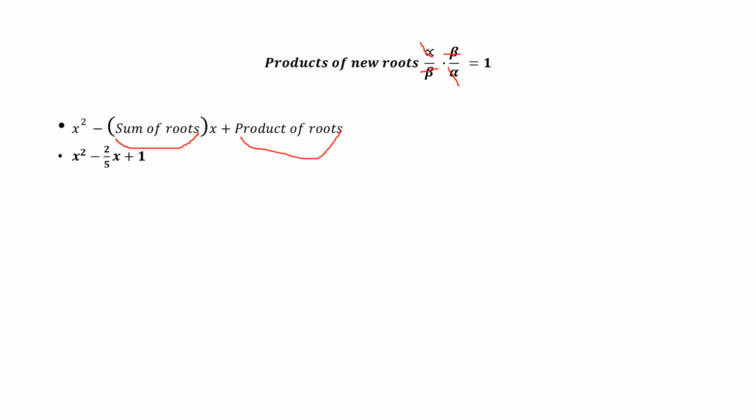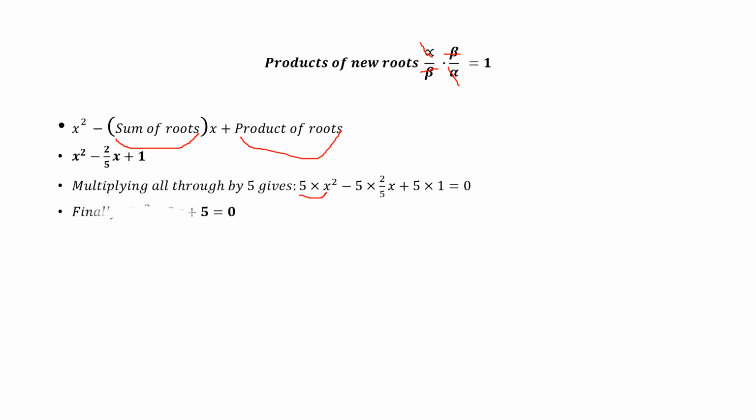So finally, I don't want these fractions to be there. I want to remove this fraction, so I can multiply both sides by 5. That's 5 times x squared, 5 multiplies everything: 5 times 2/5x plus 5 times 1. So 5 times x squared gives us 5x squared. Here 5 cancels 5, it remains 2, right? So that's 5x squared minus 2x plus 5 times 1, 5, equals 0. So I hope you understand that.